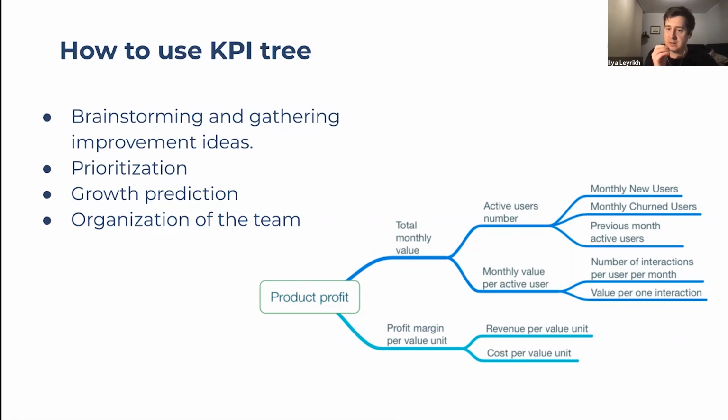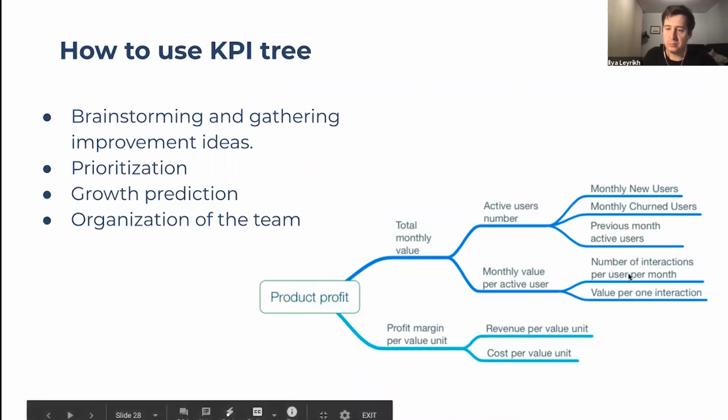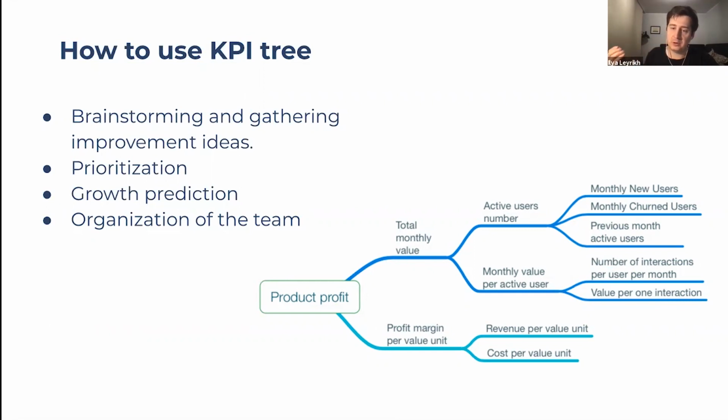And this really specific question, like, okay, how to move the particular metric, often generates a lot of good ideas, because asking the question is already the first step to getting good answers. So this is brainstorming.